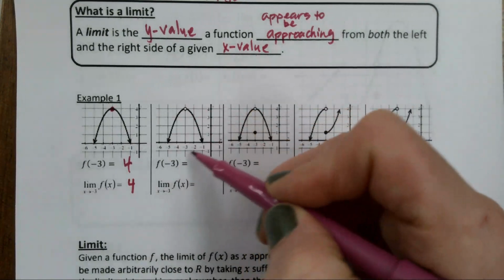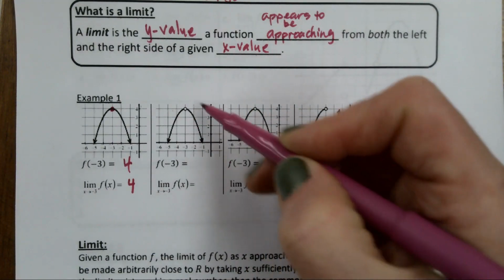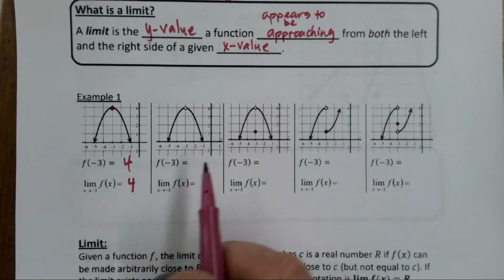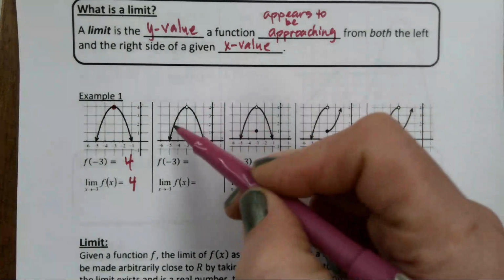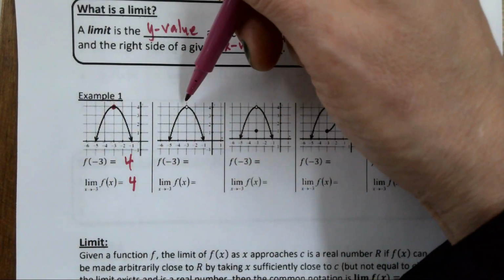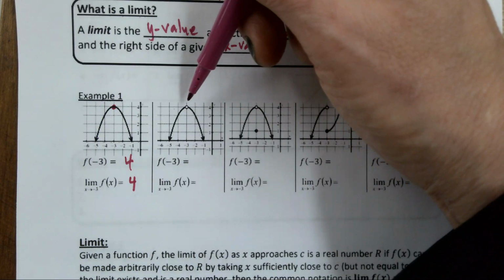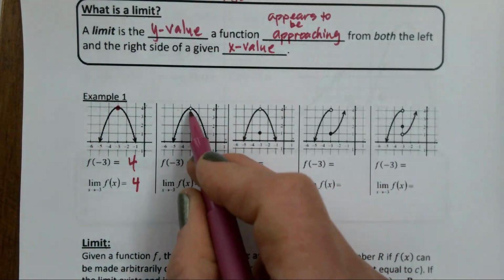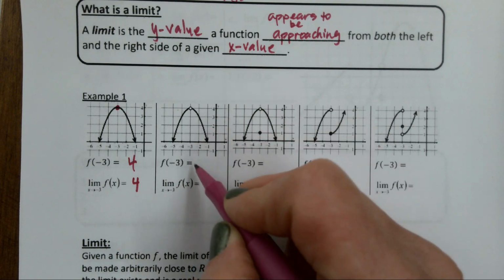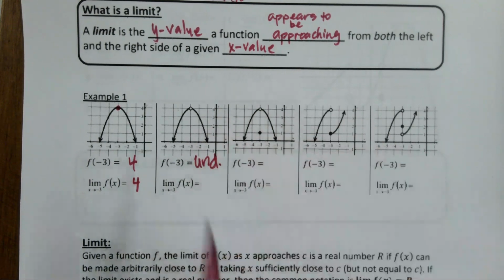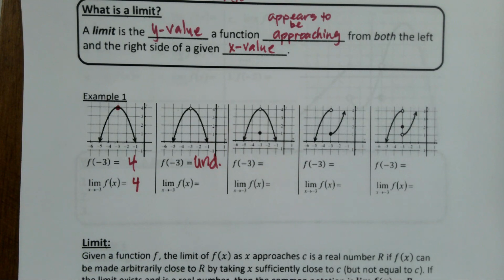Now, when I look at a problem like the second one in this first example, I'm just kind of comparing the difference between a value and a limit, and a lot of times the limit and the value are the same. But in this case, I have what I call a hole in the graph, which means that at -3, there is no y value. And so we call this undefined. It is undefined at that location because there's no value. We have a hole in that location where that needs to be.